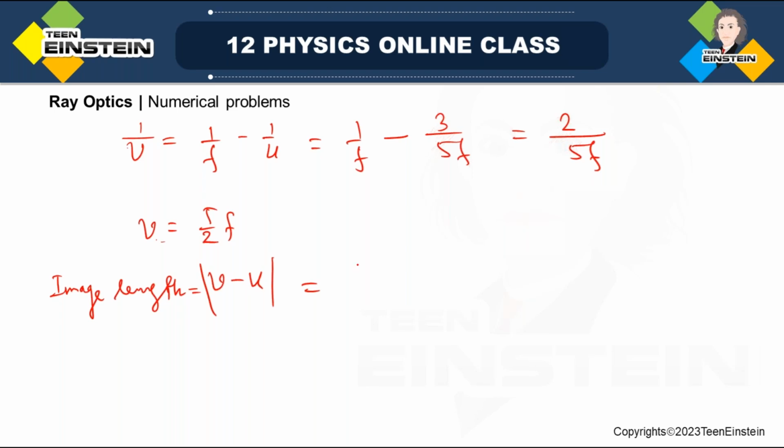Okay, length of the image will be 5F by 2 minus 5F by 3. Okay, so this would give you 5F common. So this will be 3 actually, 6, so it is 3 to 1. Okay, so this is actually 6 like this.